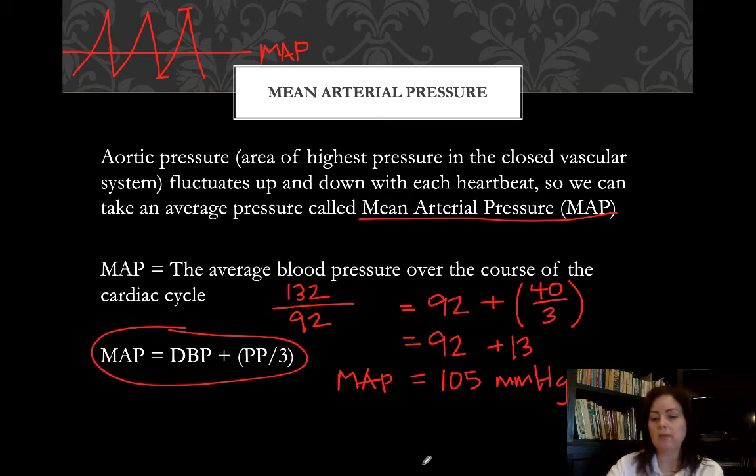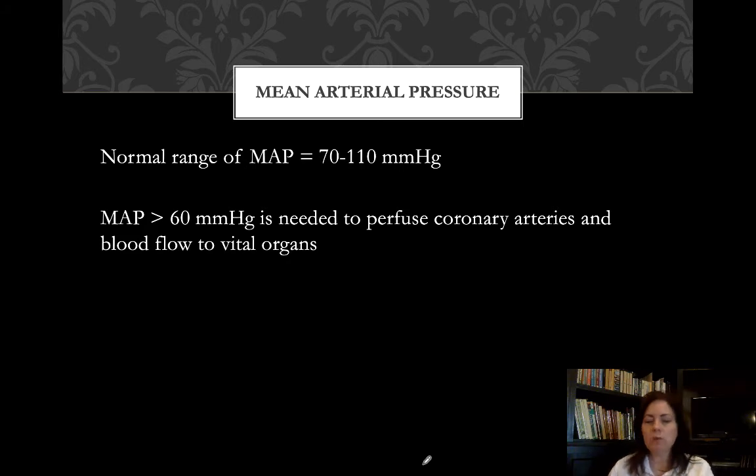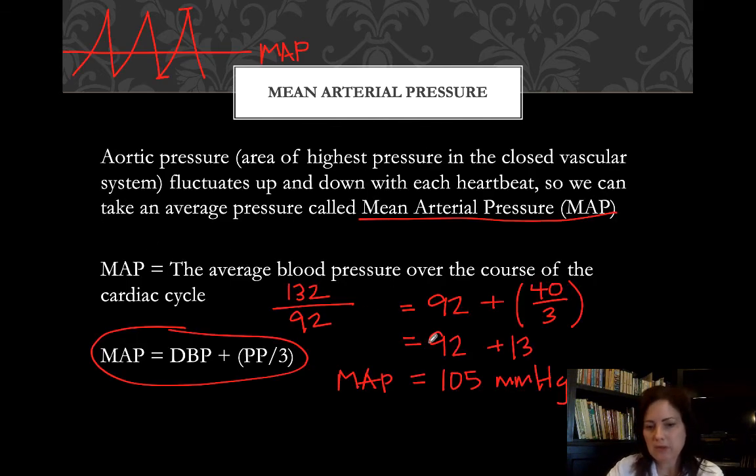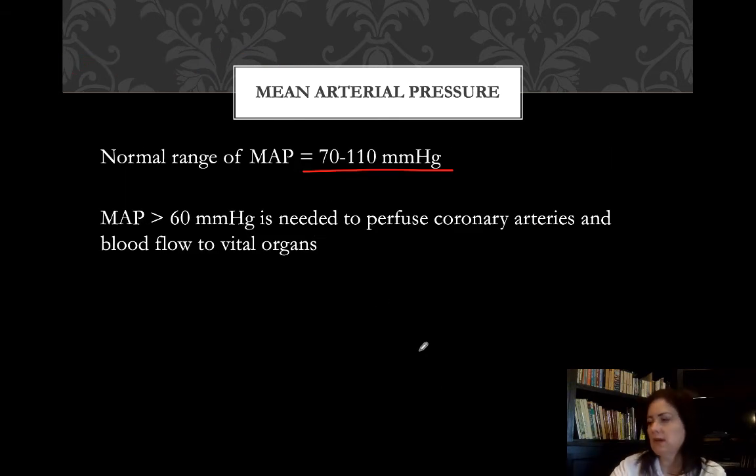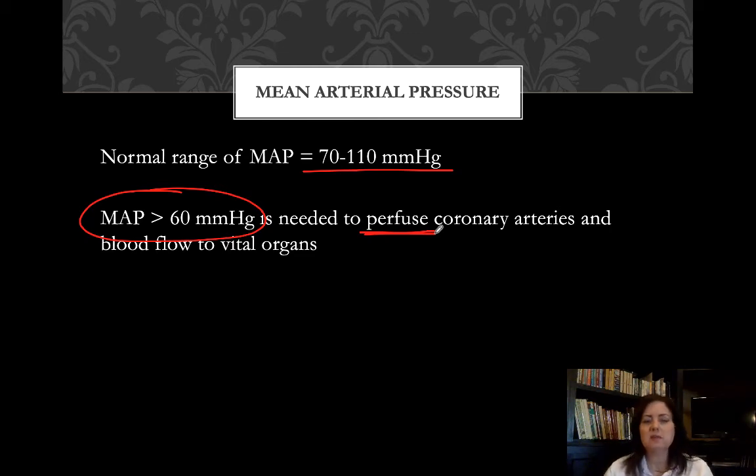Okay, so what do we do with that number? What does that tell us? Well, we have a normal range of mean arterial pressure, and that's from about 70 to 110 millimeters of mercury. Okay, so that's typically what you see. And so if we base it on that, our patient here with their mean arterial pressure of 105 falls within that normal range. So we would say they're absolutely fine. Now, where we run into trouble is if we have a mean arterial pressure that is less than 60. Okay, we need at least 60 in order to perfuse, and that is kind of our technical word for adequately supply blood to tissues and organs in the body.